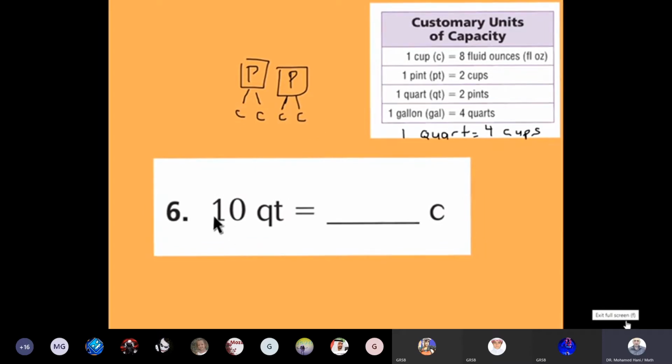So if I have 10 quarts, we want to multiply because we're going from a big unit down to a small unit. So we're going to have more of these. So we're going to multiply. So our equation should be 10 times 4 because 4 cups are in 1 quart. So if we have 10 quarts times 4 cups, we're going to have the value of 40 cups.